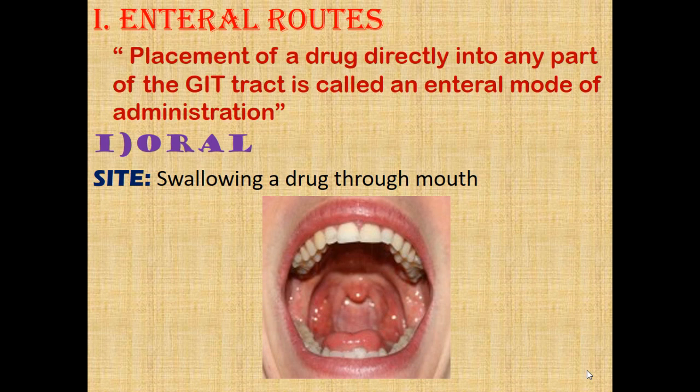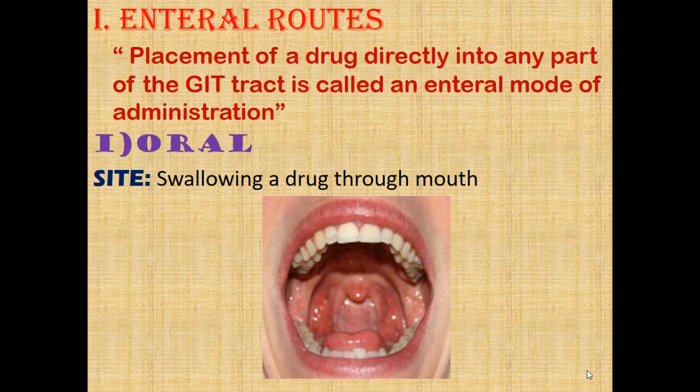It's simple. First, why is it called enteral route? Why did they give that name? Whenever you administer any drug in any part of the GIT, that is the gastrointestinal tract, it is called the enteral mode of administration. Here, the sites we can give are oral, sublingual, and rectal. These are the major areas where we can administer the drug into the GIT. The enteral route is the placement of a drug directly into any part of the GIT. Now we will see the individual routes.